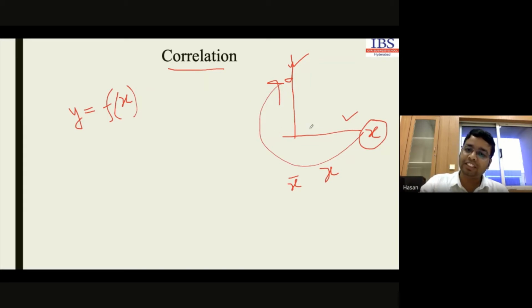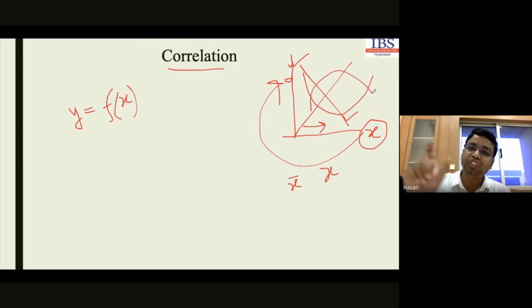In this particular case, if we increase x, then y may increase or y may decrease, y may be moving in this way. Any movement is possible. So when two variables move simultaneously, if we change one, it will lead to a change in the other, then there is some relation. And this particular relation is known as correlation.